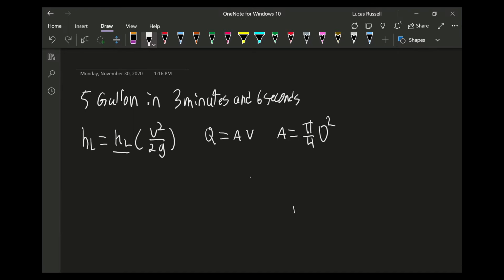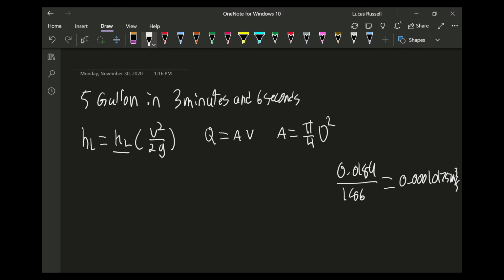And if you look at this, Q equals AV, the flow rate is equal to the cross-sectional area times the velocity. The flow rate, Q, we can find from this 5 gallons in 3 minutes and 6 seconds. So 5 gallons in meters cubed is 0.0189. And we divide that by 186 seconds, 3 minutes and 6 seconds, to find a flow rate of 0.000100175 meters cubed per second.